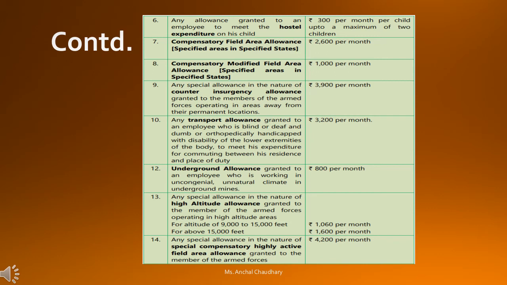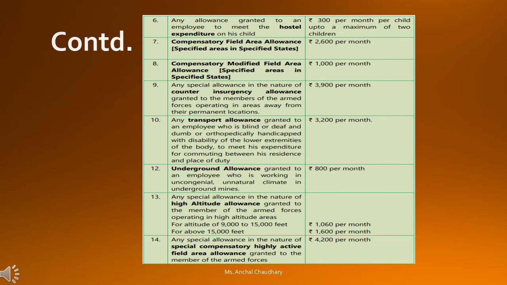Underground allowances, rupees 800 per month. High altitude allowances, rupees 1060 per month or 1600 per month. That depends upon the altitude of the area. Like for 9000 to 15,000 feet it's your 1060 per month, and for above 15,000 feet it's your 1600 per month. In last is your special compensatory highly active field area allowances, which is your 4200 per month.